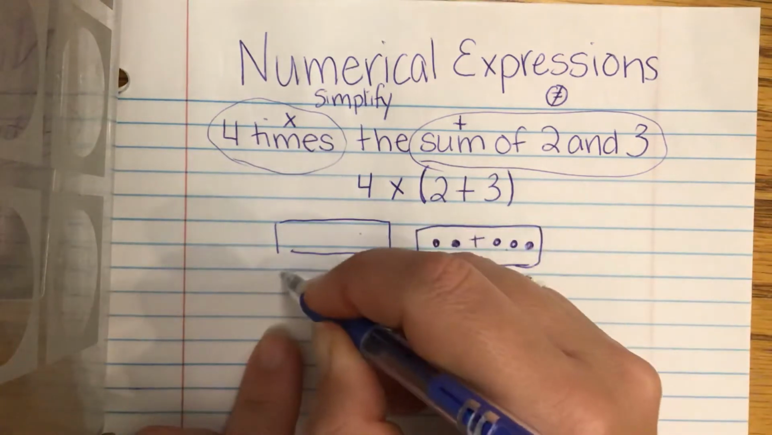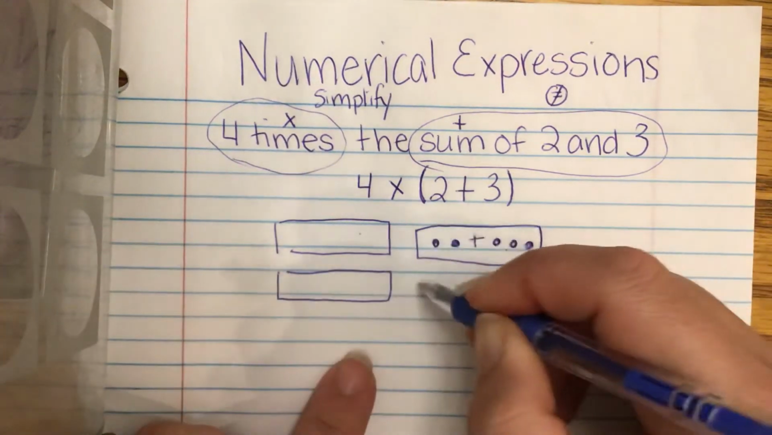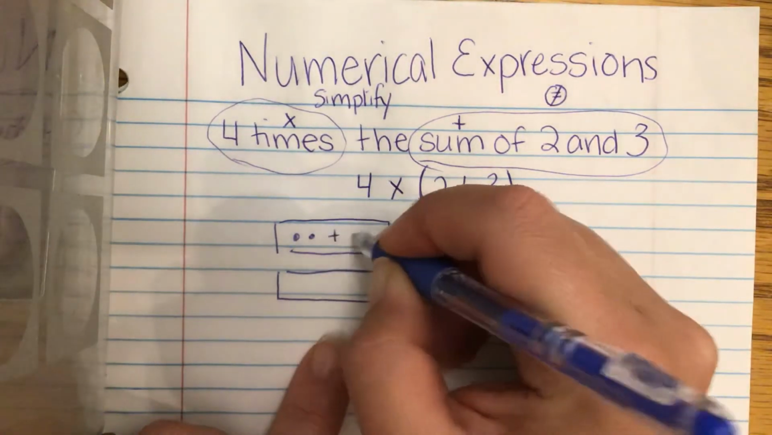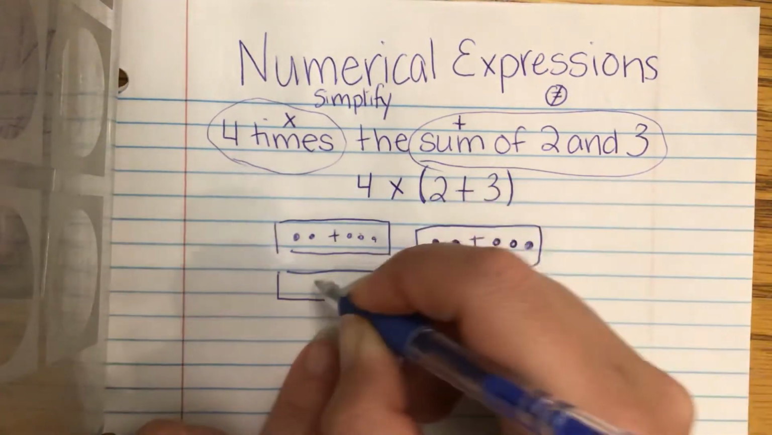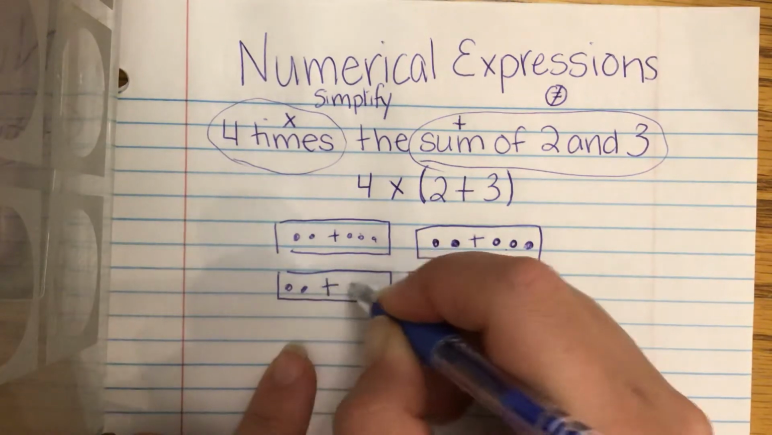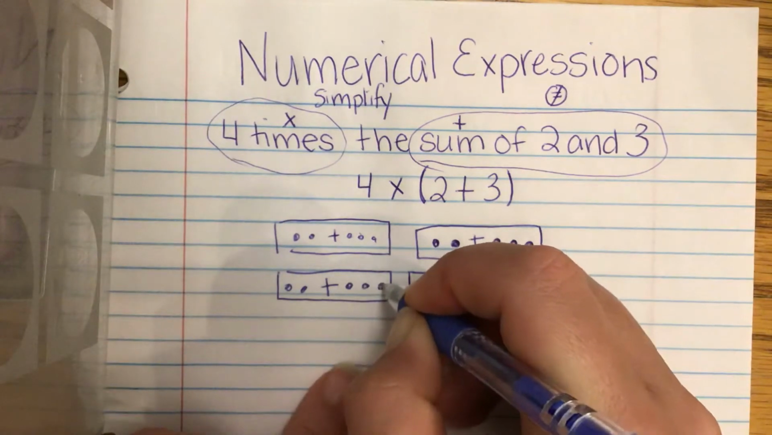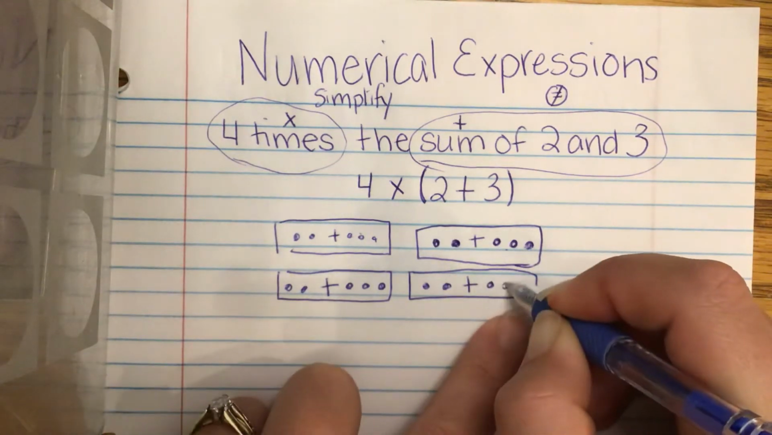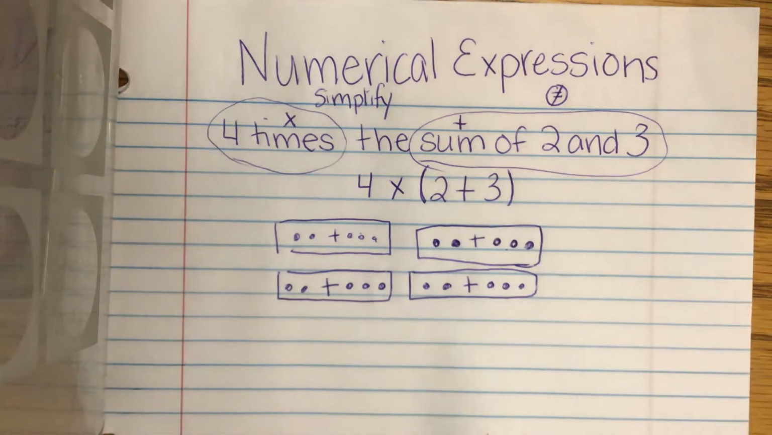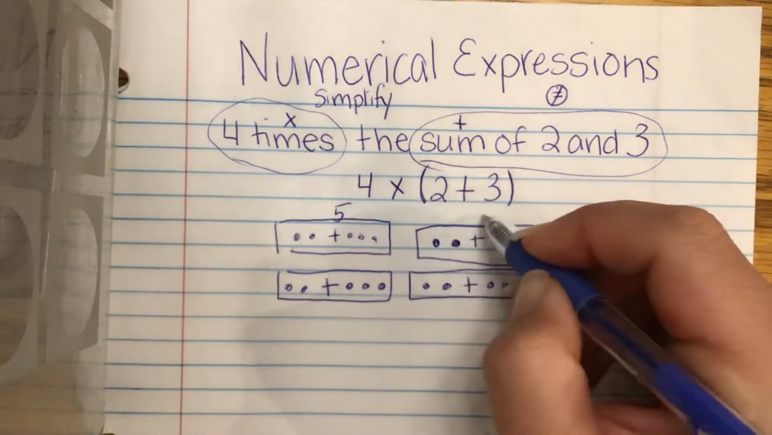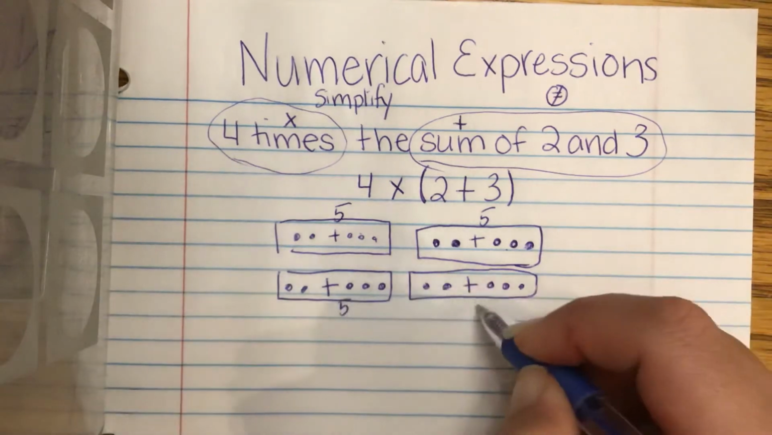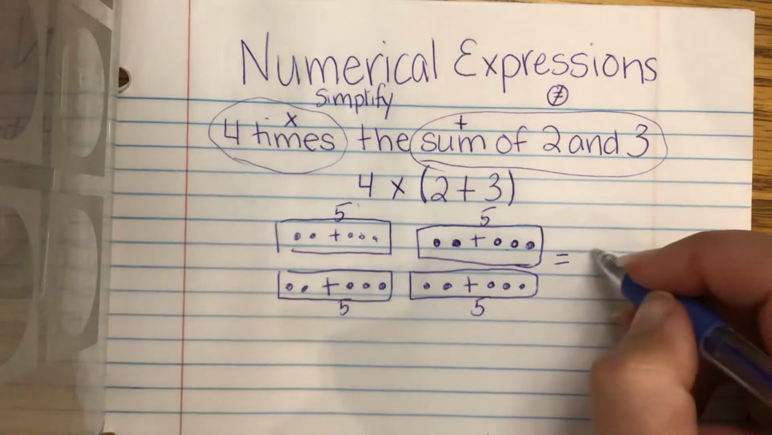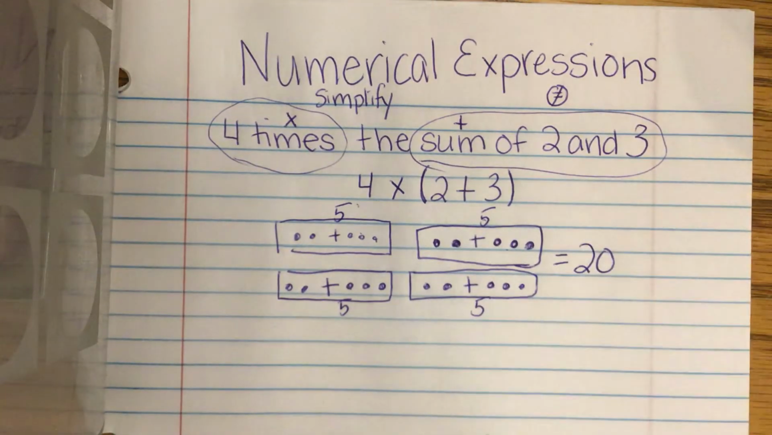There's 1, there's 2, there's 3, and there's 4. And inside of it, I'm going to put 1, 2, plus 1, 2, 3. So I did this again. So how many do I have? There's 5 here, 5 here, 5 here, and 5 here. So that answer is 5, 10, 15, 20. So I have a total of 20.